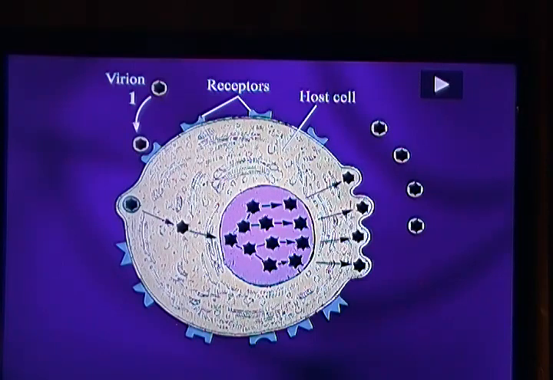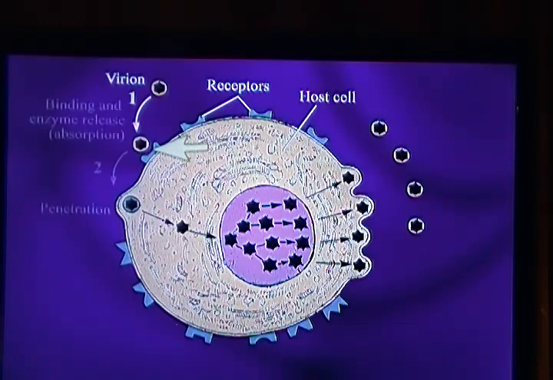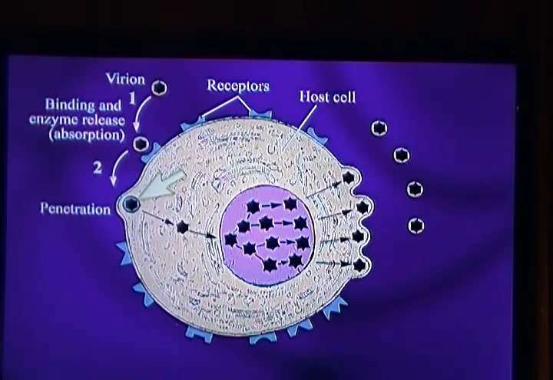The virus, or they're calling the virus unit a virion. I think a virus is an easier term to use, but it has receptors that it can find on the surface of a specific cell and attach to those and then cause penetration, where it is absorbed in through the cell membrane and into the cytoplasm.